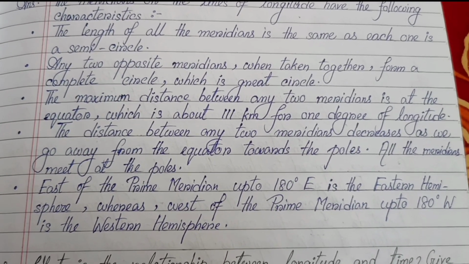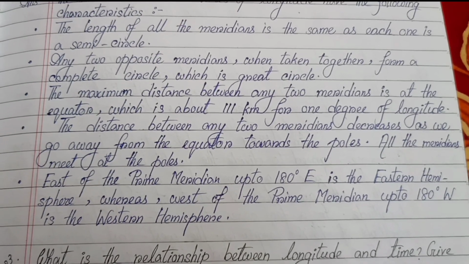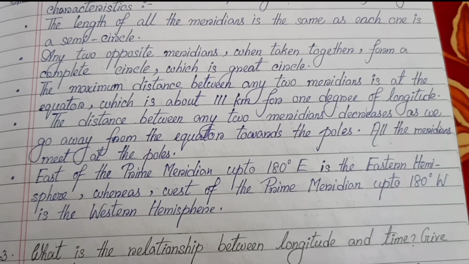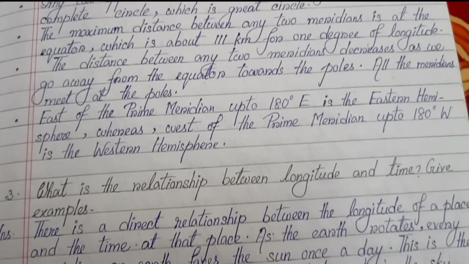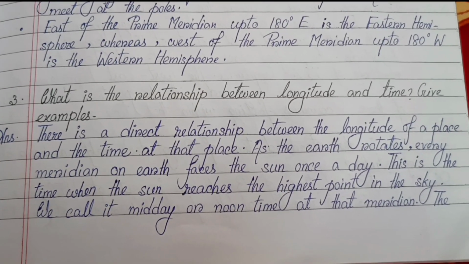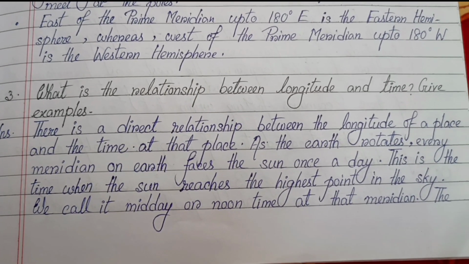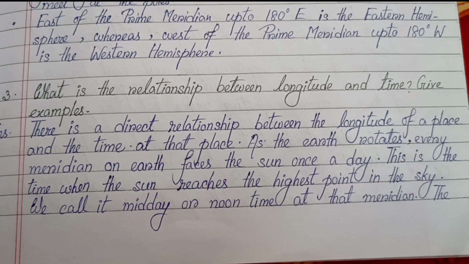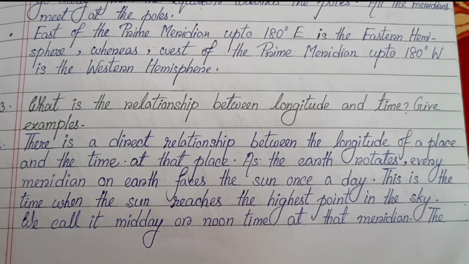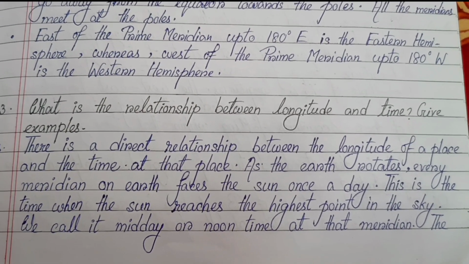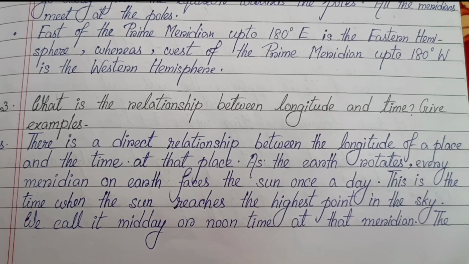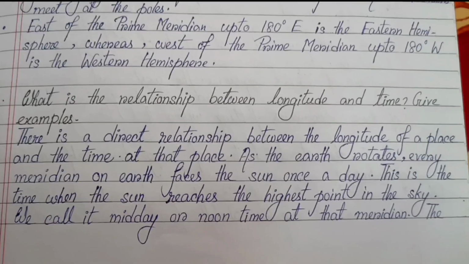Last point, east of the prime meridian up to 180 degree east is the eastern hemisphere, whereas west of the prime meridian up to 180 degree west is the western hemisphere. Number 3, what is the relationship between longitude and time? Give examples. There is a direct relationship between the longitude of a place and the time at that place. As the earth rotates, every meridian on earth faces the sun once a day. This is the time when the sun reaches the highest point in the sky. We call it midday or noon time at that meridian.